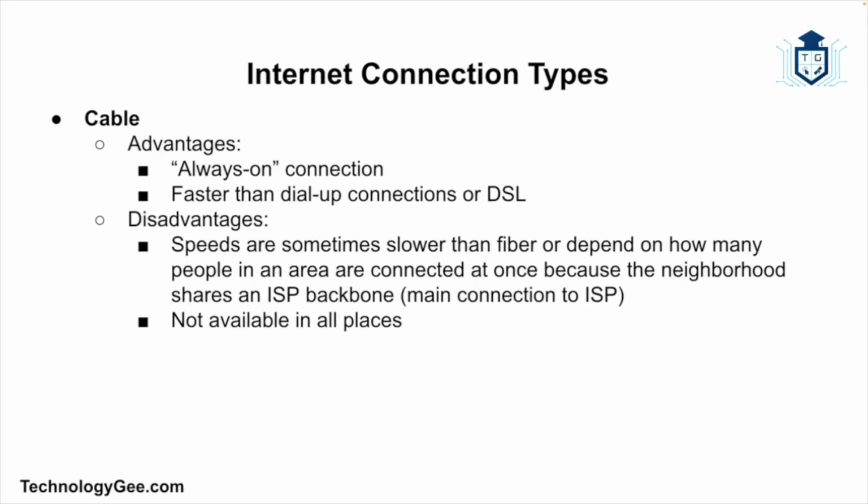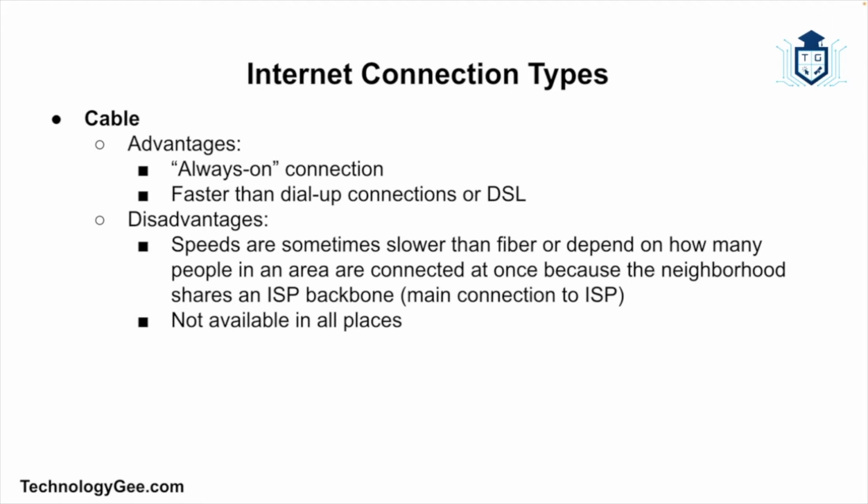Some of the advantages of cable internet are that it provides an always on connection, and it is faster than dial-up or DSL connections. The disadvantages of cable are that the speeds are sometimes slower than fiber, or, depending upon how many people in an area are connected at once, because the neighborhood shares an ISP backbone, that can potentially affect your speeds as well.